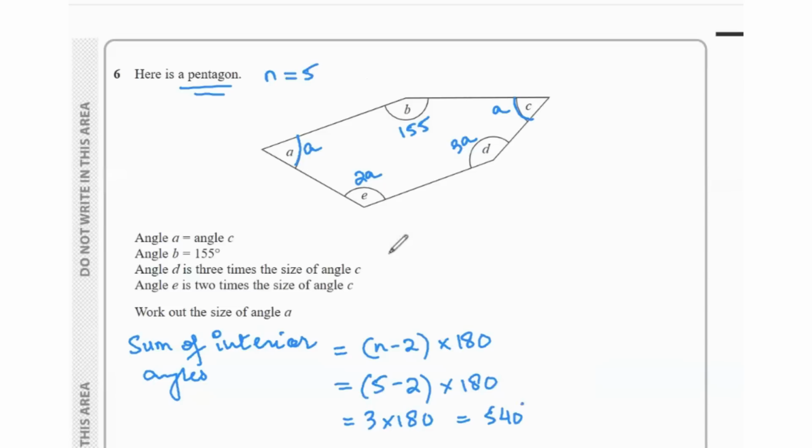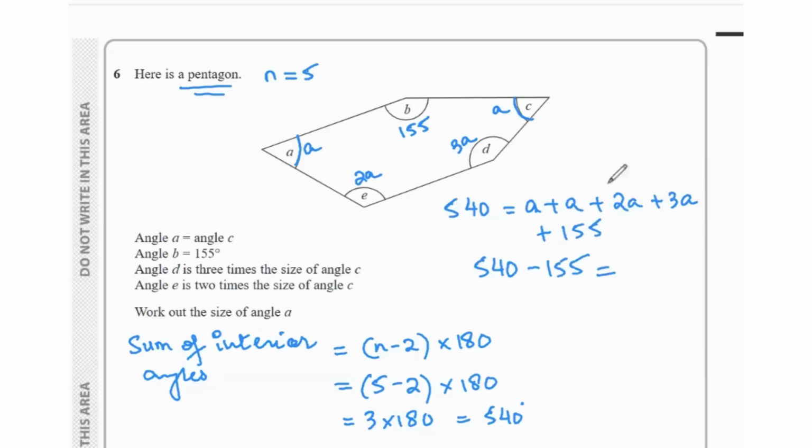Now, sum of interior angles is 540. So we create another equation where 540 equals all of these angles added up. So we have A plus 2A plus 3A plus 155. Bring the 155 to the other side. So 540 minus 155. Collect the like terms over here. So there's 1, 2, 3, 4, 5, 6 A's. So 540 minus 155 is going to give us 385. So this is 7A.